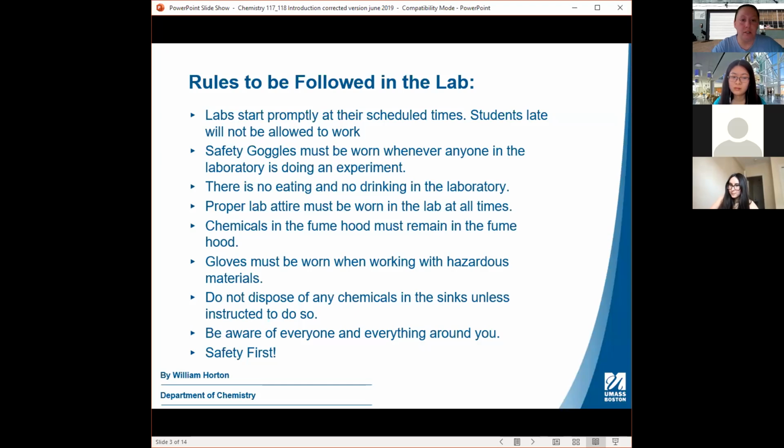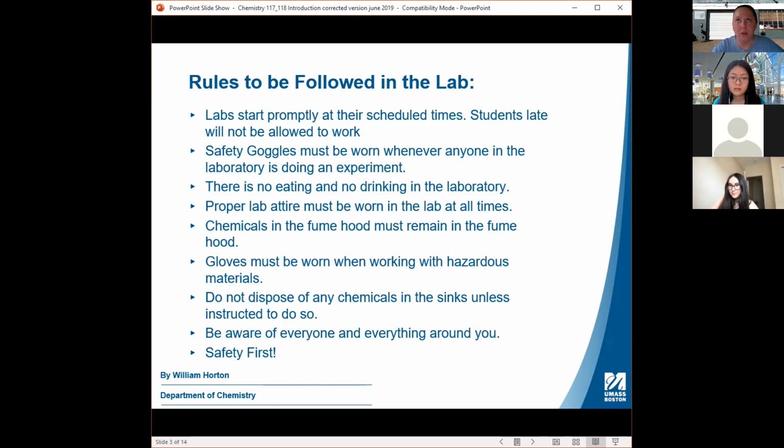Chemicals in the fume hood must remain in the fume hood. Fume hoods are especially engineered to make sure that the chemicals we're using do not escape into the lab. So we want to make sure that we're not taking anything out of the fume hood that is especially volatile. Gloves must be worn when working with hazardous materials.